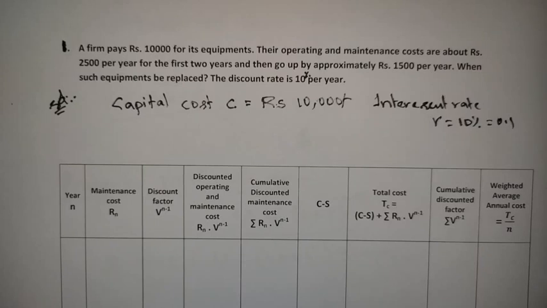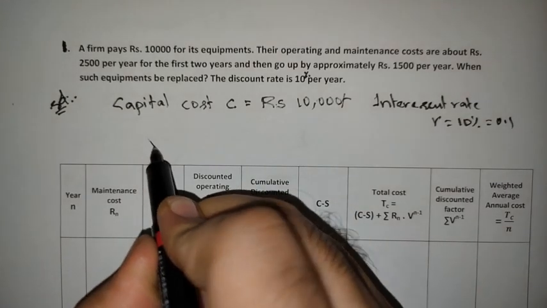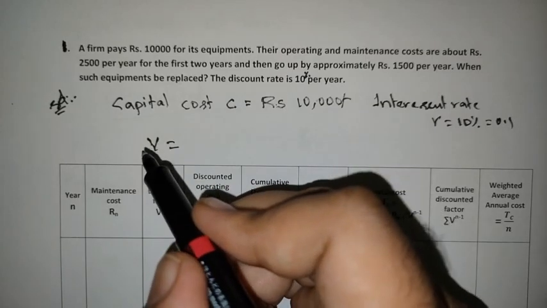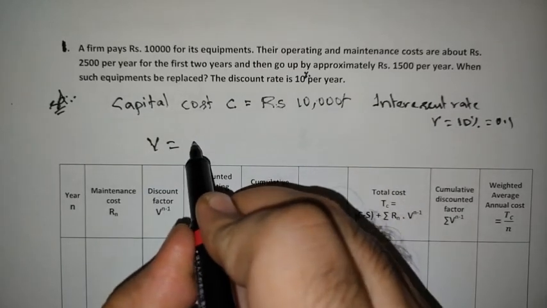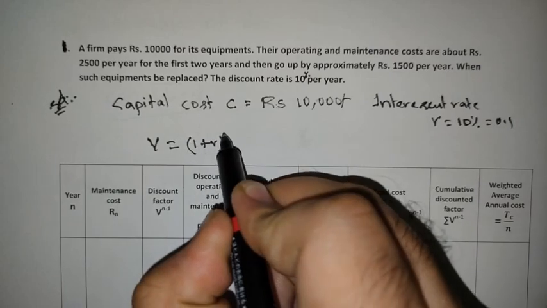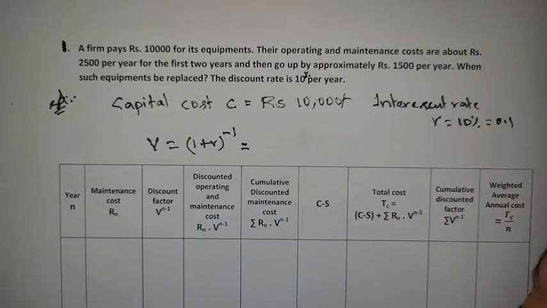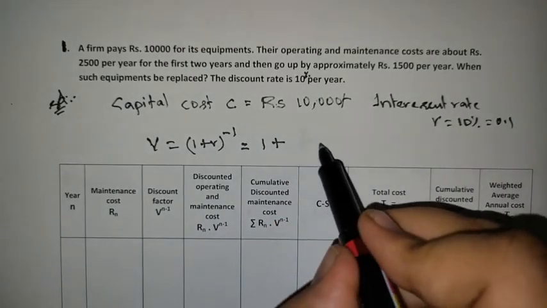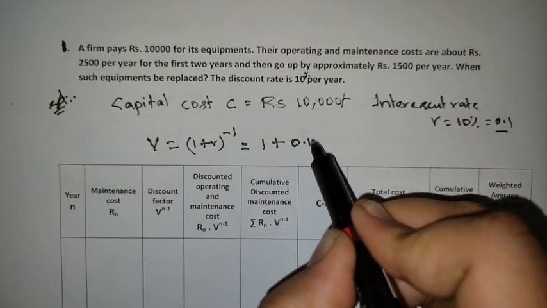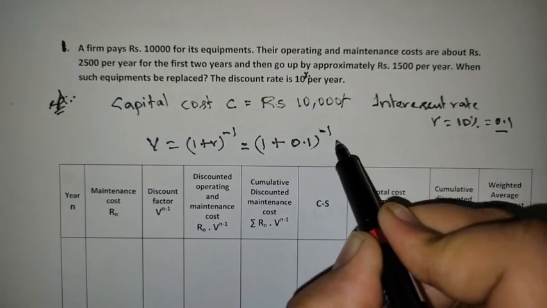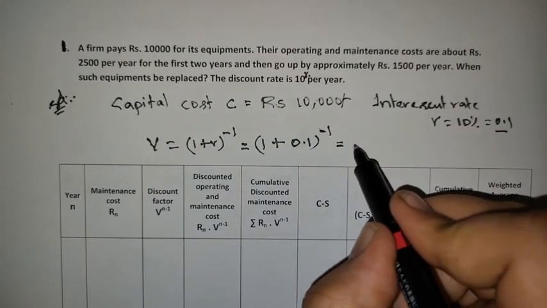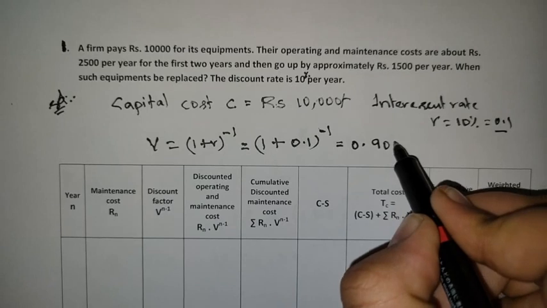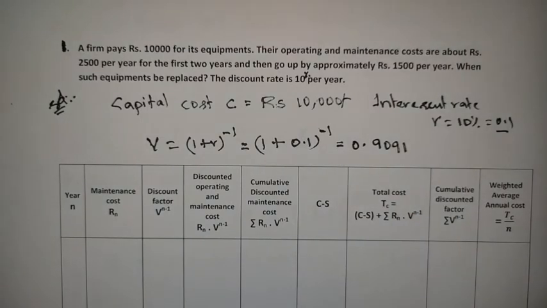So now let us calculate the discount rate. So discount rate V is equal to 1 over (1 plus R), so that is equal to 1 over (1 plus 0.1). So if you calculate that, you will get 0.9091, right? So now we calculated the value of V.